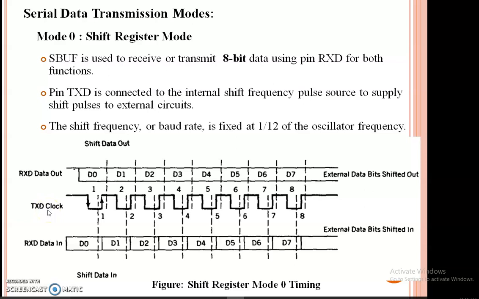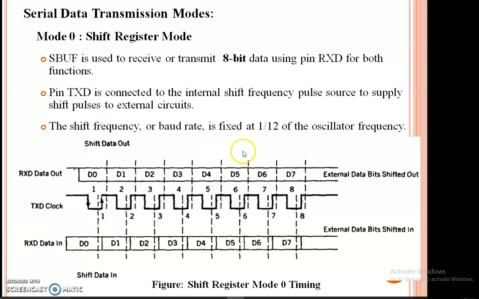But in this mode 0 case, both shift in and shift out, nothing but transmission and reception, are done by RxD only. Only one pin is utilized to transmit the data as well as receive the data. What about TXD? TXD is used to provide the clock pulses. So you require shifting pulses to do the shift in and shift out. Those shifting pulses are provided by the TXD. So RxD is doing shift in, shift out, and TXD is providing clock pulses as shift pulses. So this is our mode 0.